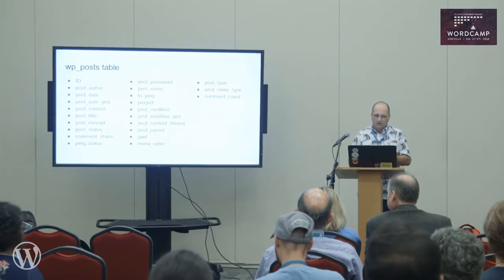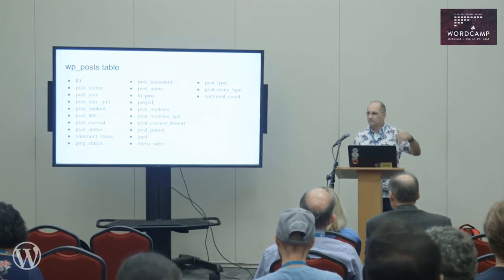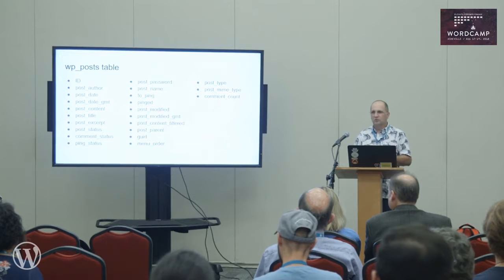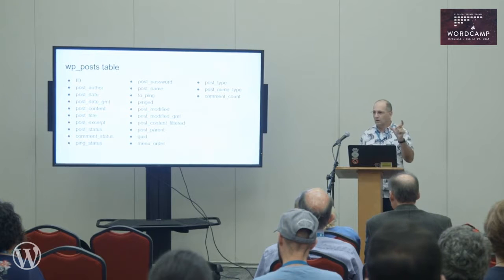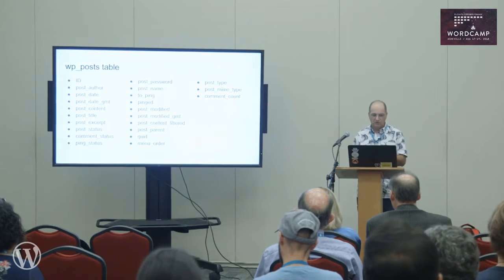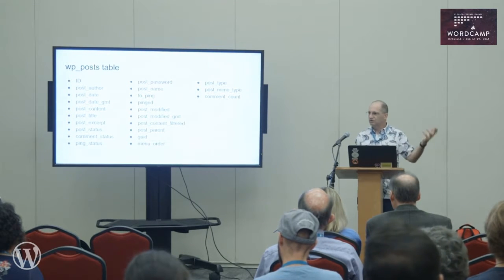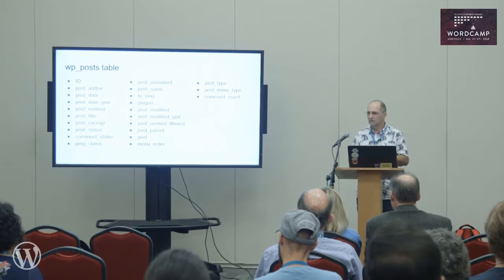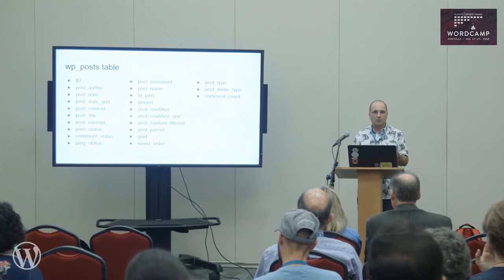Post parent. If your post has a parent, that would be the post ID of that parent. GUID is a unique identifier, and it's got the URL of that post. Don't worry about it. Don't change it. If you move your site, the GUID will have the old site URL in there. You don't need to worry about changing it because it's not used for anything. It's a unique identifier, and I haven't found anywhere it's used.